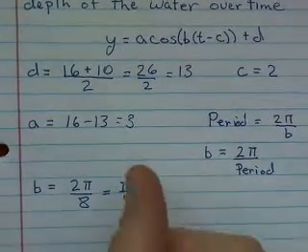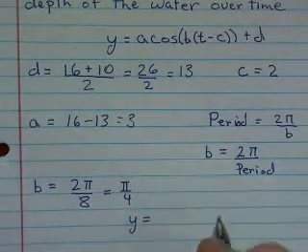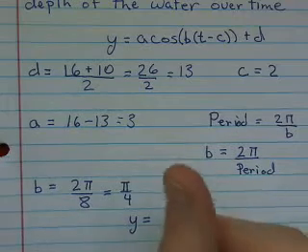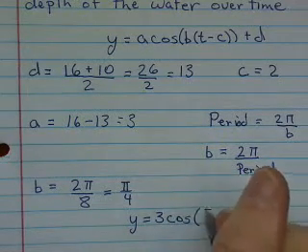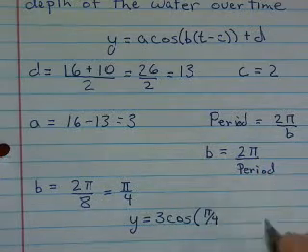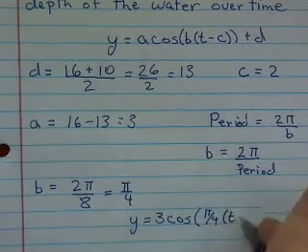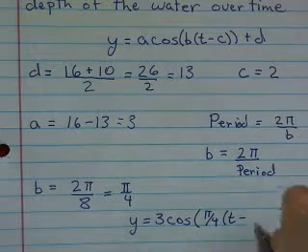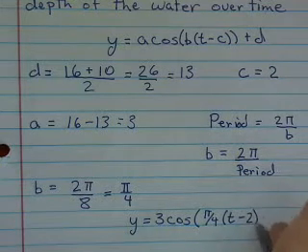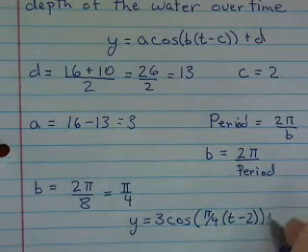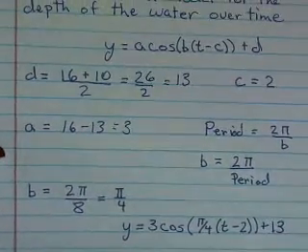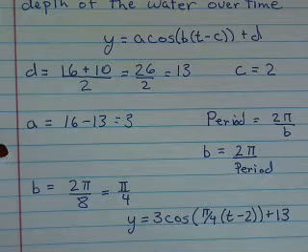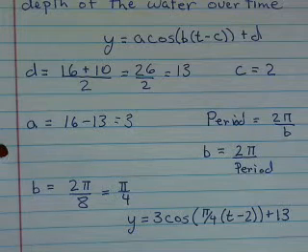So now we have our model. We have y, the depth of the water, equals 3 cosine(pi over 4 (t minus 2)) plus 13. Just putting all the parts together. And this will give us a model for the depth of the water over time.